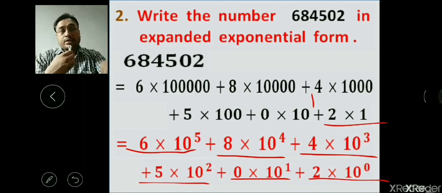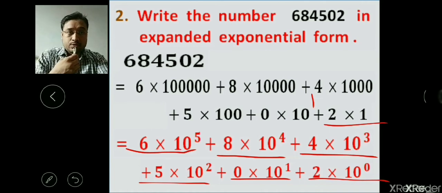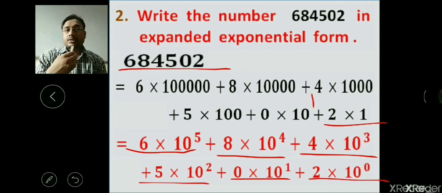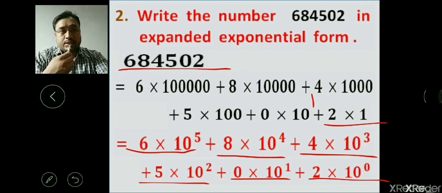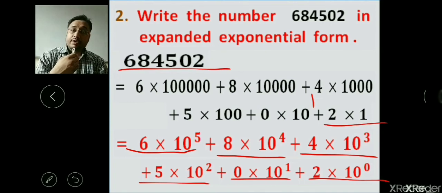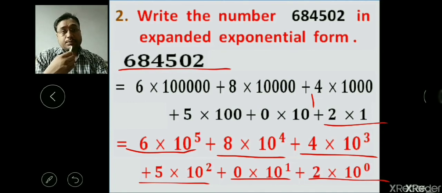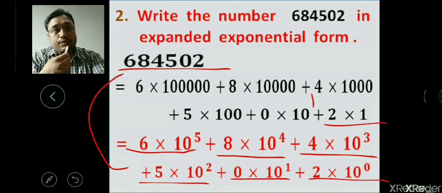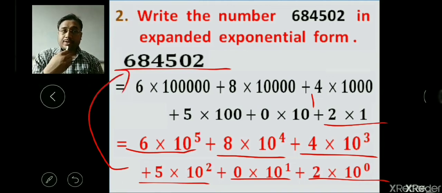Now following the reverse process of this solution, you can convert an expanded exponential form number into its usual form, just like this usual general form, 6,84,502. If you reverse the process, the opposite process, then you may convert the expanded exponential form number to its usual form. Now you will solve exercise 5b, question numbers 1, 2, 3 for your homework.